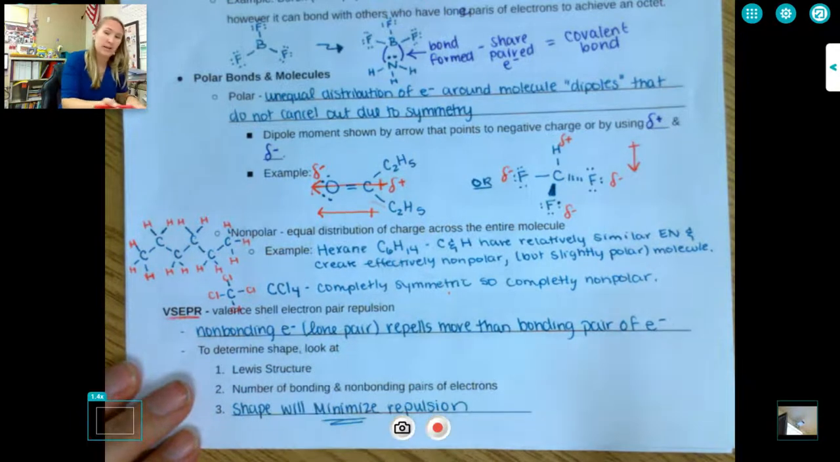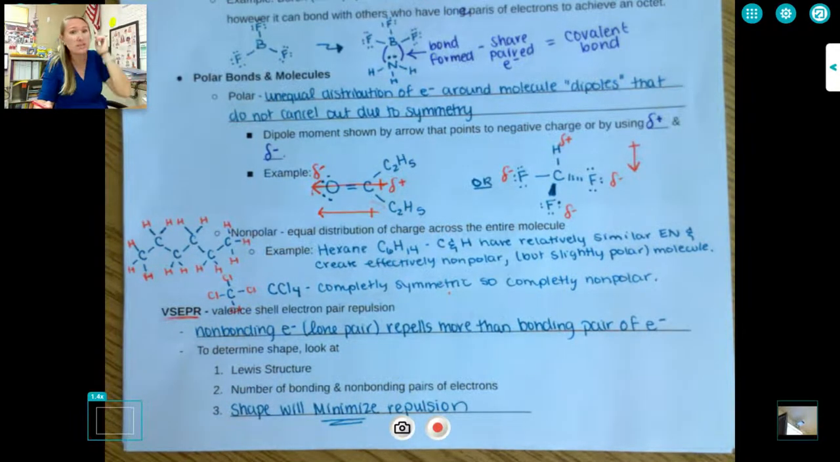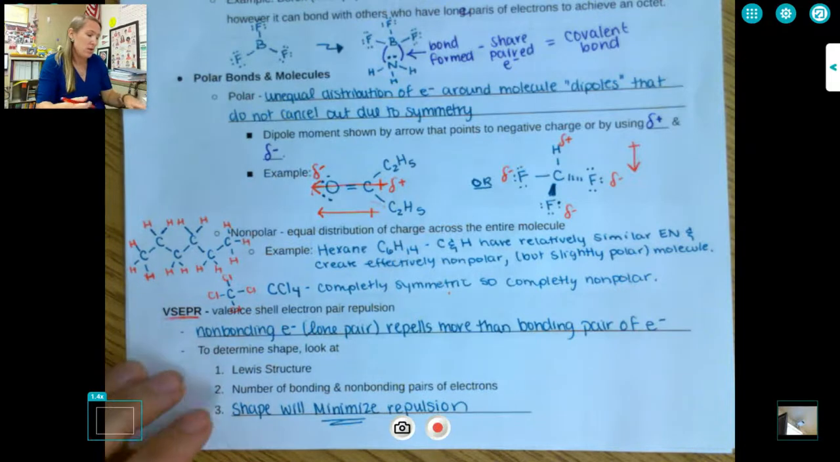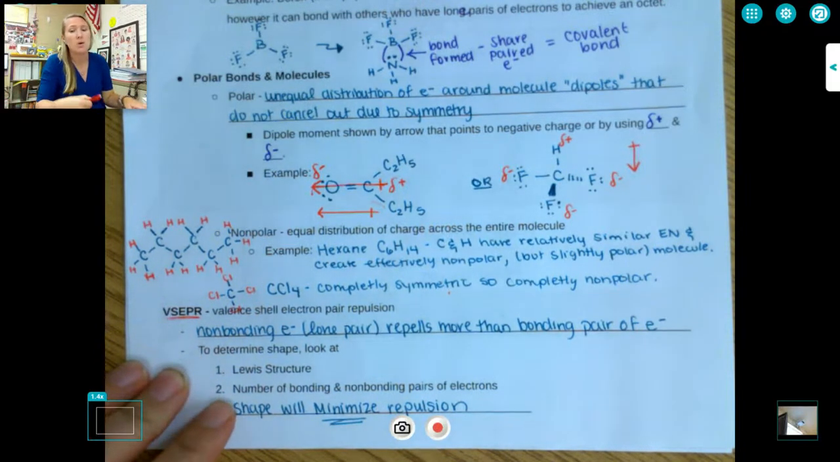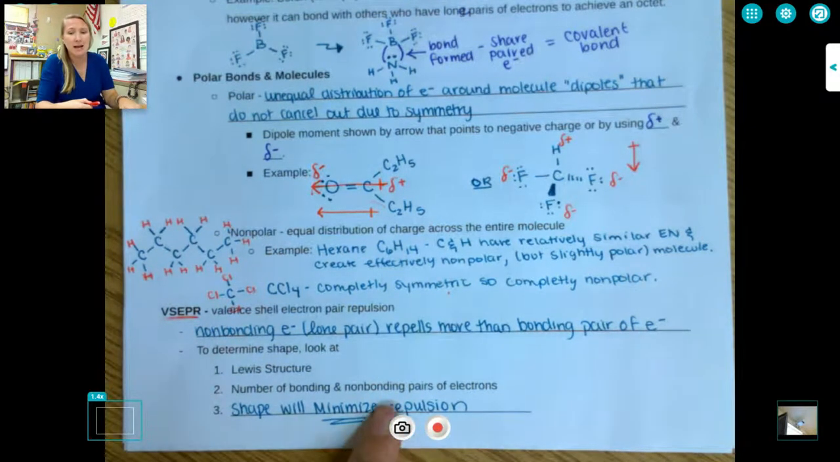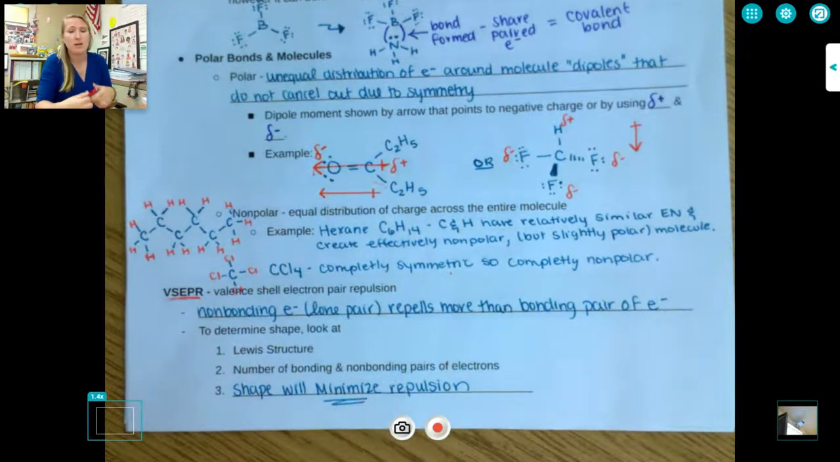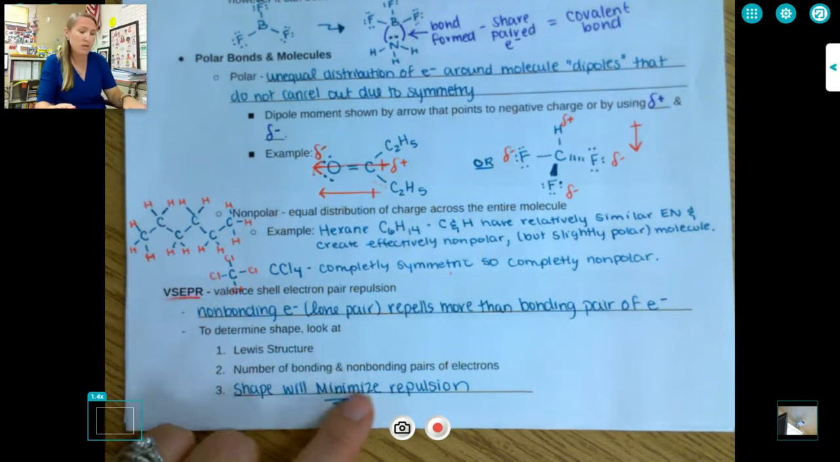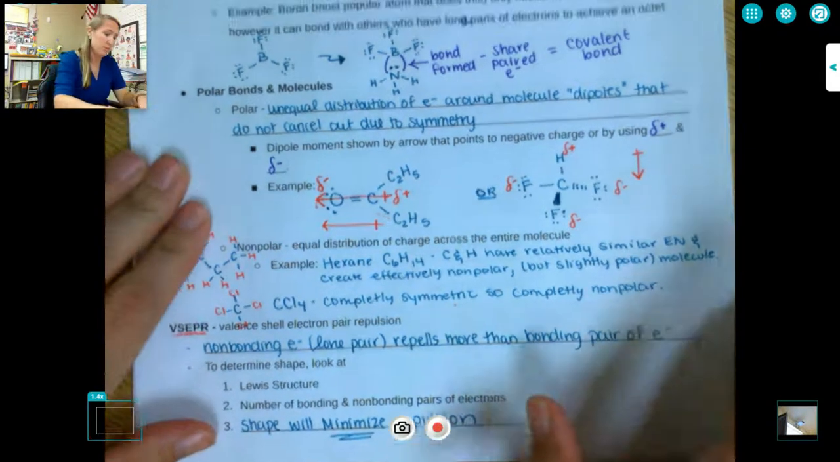So we're going to look at shape. And we've looked at a lot of these shapes last year in chemistry. We've just got some new shapes to look at because now we have expanded octets and we've got some new structures. So we're going to look at the Lewis structure, right? And then we're going to look at the number of bonding and non-bonding pairs of electrons. And our shape is going to be drawn to minimize our repulsion, okay? Always trying to minimize repulsion.